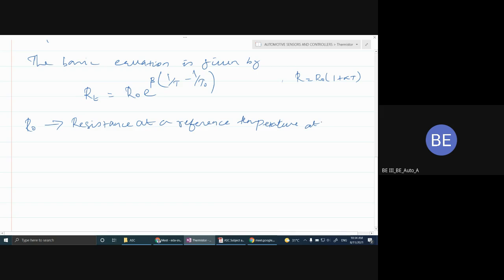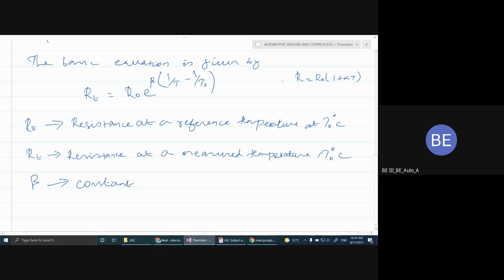Okay, at T naught degree Celsius. What is RT? That is the resistance at a measured temperature, that is at T naught degree Celsius. And what is beta? Beta is the constant value. Is it clear?